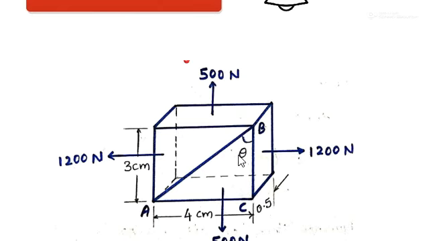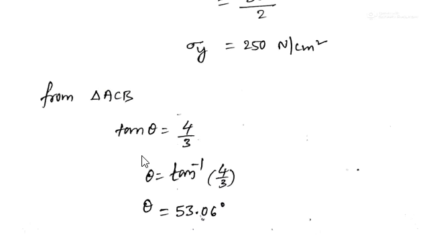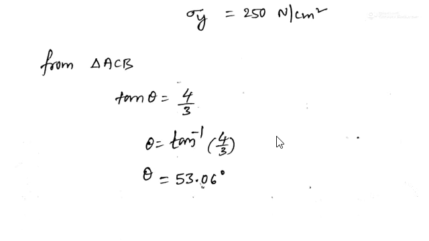Here I told we are supposed to find out theta also. So this is the theta given in the question, and if you observe this triangle ACB, from this triangle we can write tan theta is equals to opposite, that is 4 centimeter, by adjacent, 3 centimeters. So tan theta is equals to 4 by 3, theta is equals to tan inverse of 4 by 3, and we are getting theta value as 53.06 degrees.